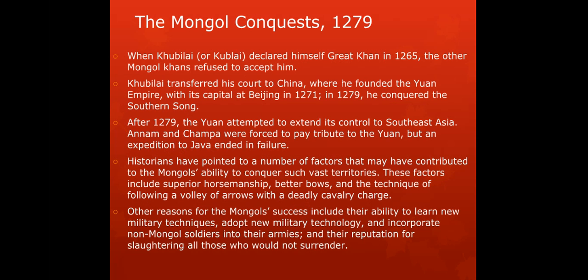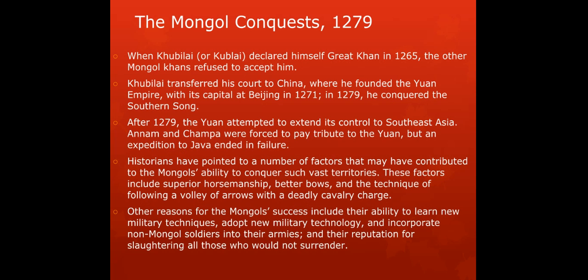Under Kublai, many changes begin happening in China. After 1279, the Yuan attempt to extend control to Southeast Asia doesn't quite work as well as they want it to. Annam and Champa, pardon me, which eventually become Vietnam, are forced to pay tribute, but an expedition to Java fails.